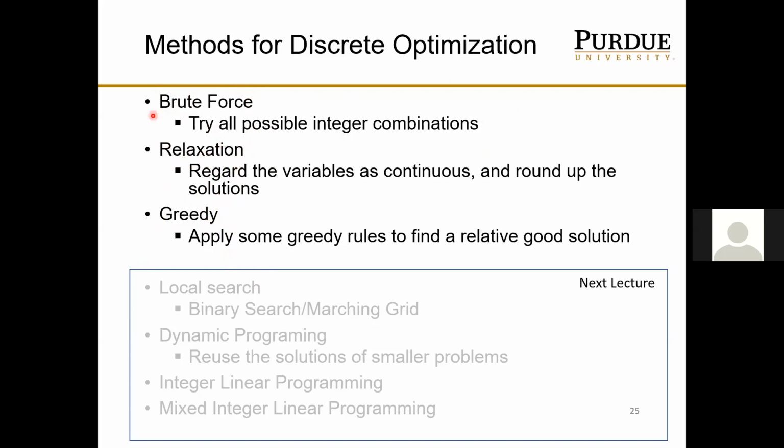Okay, but brute force is pretty much impossible for most problems. You need to evaluate all the combinations, which is impossible. And then we can see that the gray-colored ones, these 4 algorithms, are very decent and can generate very good quality solutions. So we will talk about them in the next lecture.